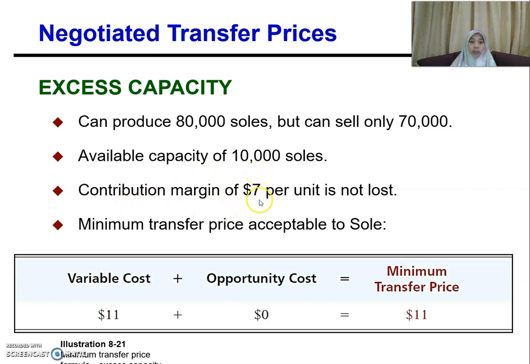So your contribution margin of 7 ringgit per unit is not lost because you have the extra capacity. Currently, you are not selling all the 80,000. You only sell 70,000. There are another 10,000 units. So the minimum transfer price acceptable to sole would be your variable cost, because there is no opportunity cost. So the minimum transfer price would be 11.